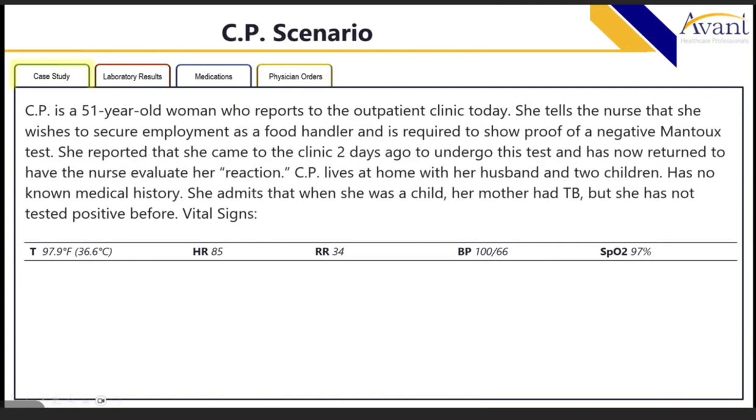Okay. So her vital signs are 97.9 Fahrenheit temperature, which is 36.6 Celsius. Heart rate is 85, respiratory rate is 34. Her blood pressure is 100/66, and she has an SpO2 of 97% on room air.